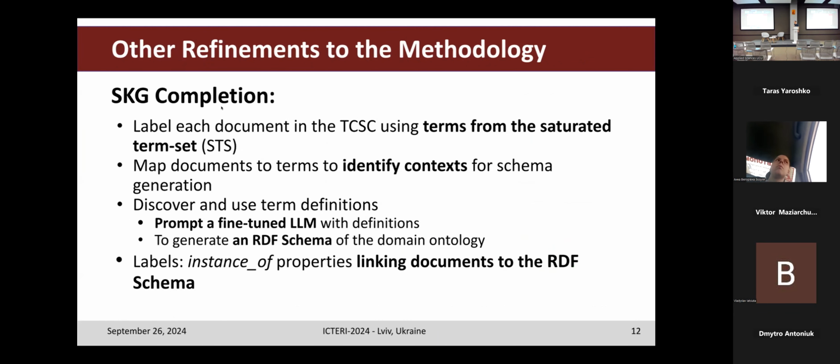Another refinement for the methodology was to create this part for scientific knowledge graph completion. The mechanism we envisioned was to label each document in this terminological core subcollection that we received after TSA using terms from the saturated term set. Then we would map the documents to the terms in order to identify context for schema generation. And then we would use those term definitions by prompting a fine-tuned LLM with the definition and asking it to generate an RDF schema of the domain ontology.